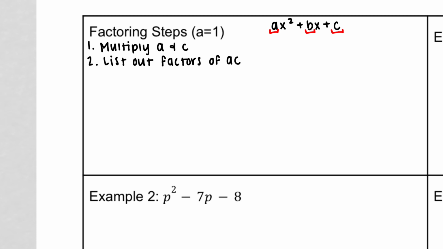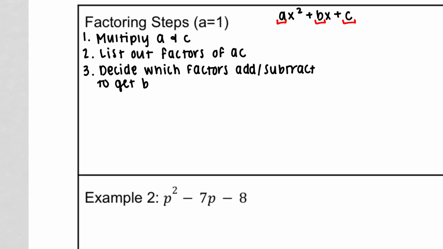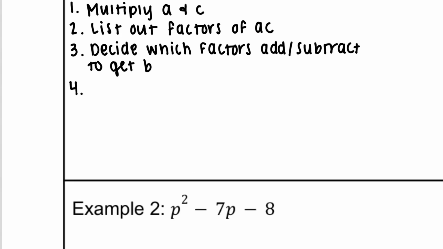So any number that divides into there, you're going to list it out. Then you're going to figure out which factor pair adds or subtracts to get b, that middle number. And then once you have that, you're going to take both of those factors, you're going to divide it by that original a value, and you're going to simplify the fraction.